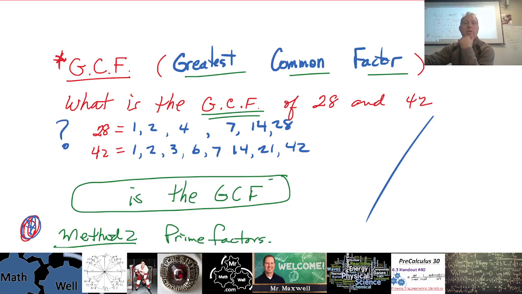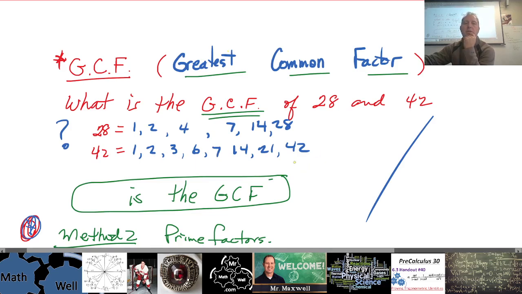Okay, so what's our greatest common factor? The largest one that's common. Now 2 is a common factor, but the greatest common factor is 14, you see that? So 14 is the GCF here for 28 and 42.